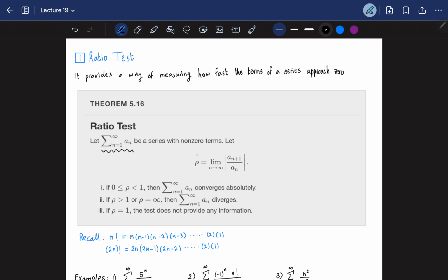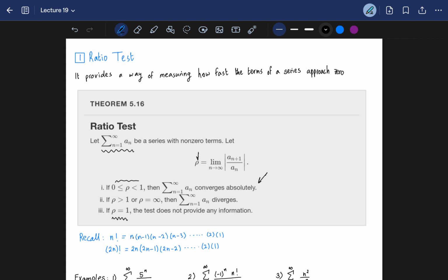If the limit, let's call it rho, is between 0 and 1, then the series converges absolutely without doing anything else. If rho is bigger than 1, so if my limit is bigger than 1 or equal to infinity, my series is divergent directly. And the only problem with the ratio test is if I get the limit to be equal to 1, then we don't have enough information to determine whether my series is convergent or divergent. So I need to use other tests or other techniques to test the convergence.